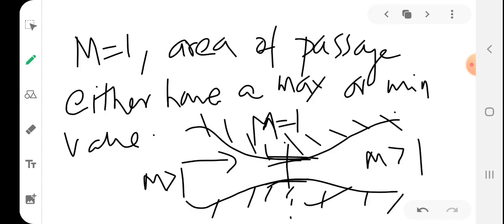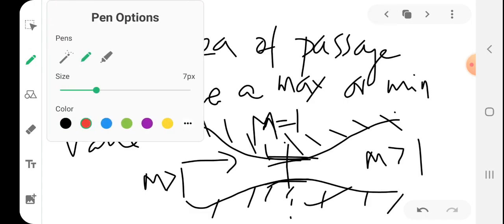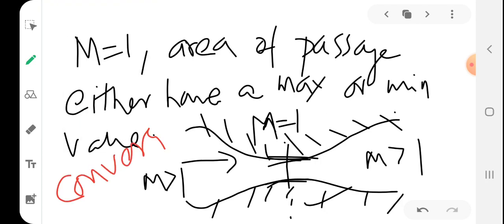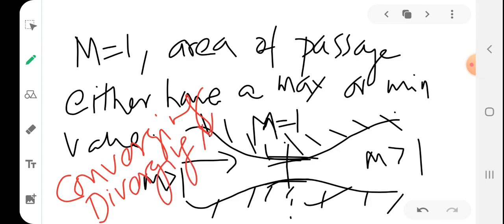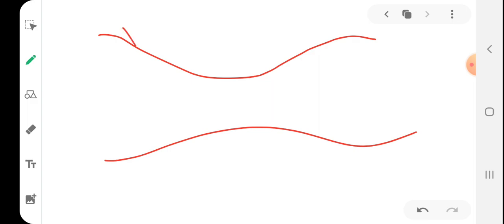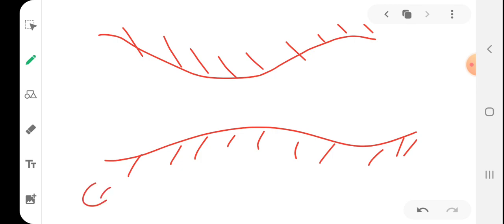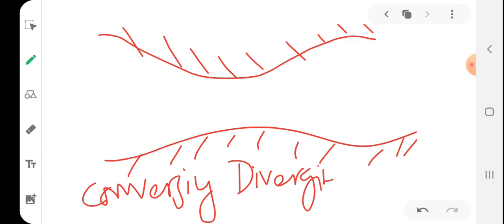Similarly, this is a converging diverging nozzle, a combination of both. Similarly, a diffuser can also be a converging diverging diffuser. So students, what should be here?